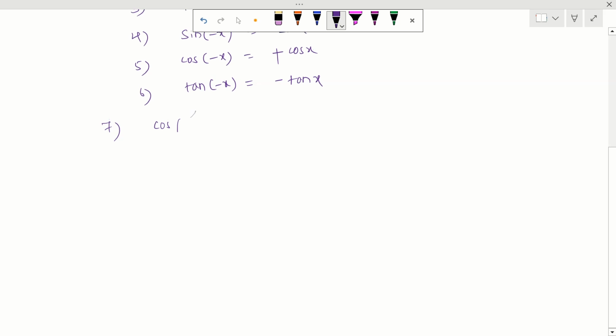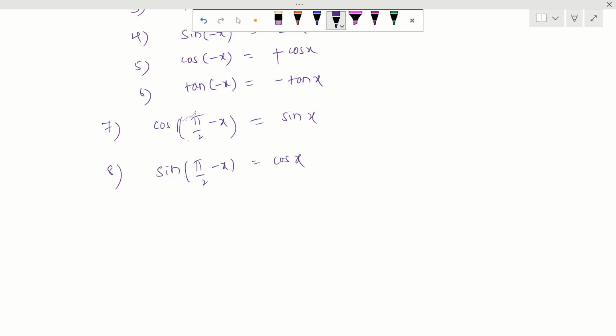Now the seventh one: we derived the expression that cos of pi by 2 minus x is sin x. This we have derived, and also we can identify it from the quadrantal angles; you can consider this a formula. And the sine of pi by 2 minus x, which we have derived, is equal to cos x. In the first quadrant sine is positive, and sine will be converted into cos. Either way you can remember it like this.